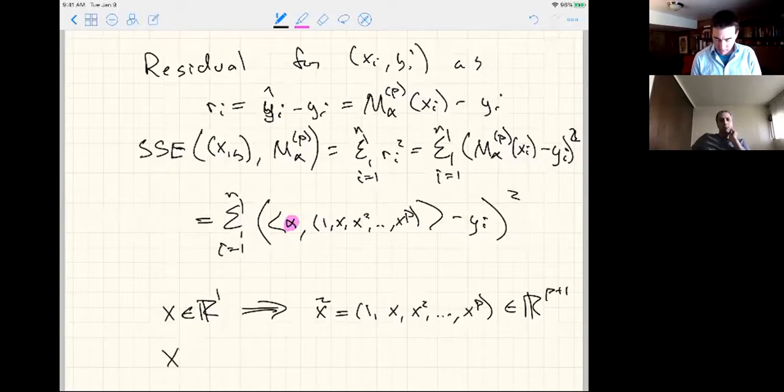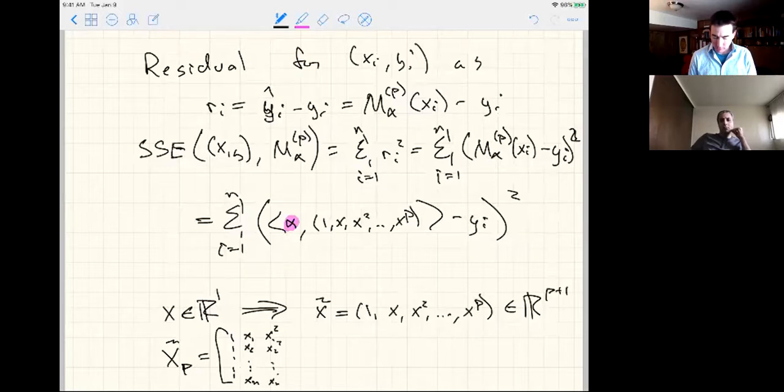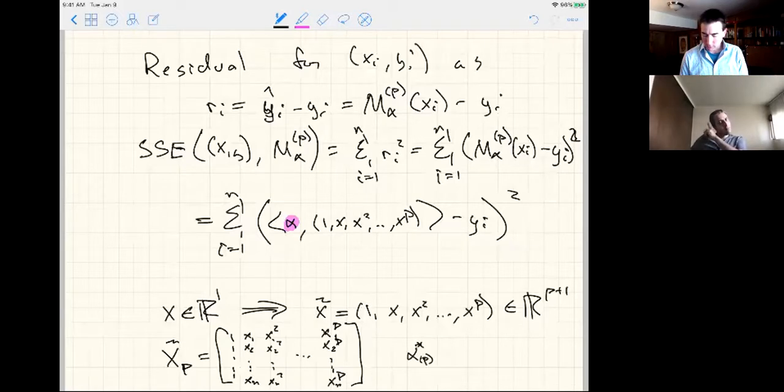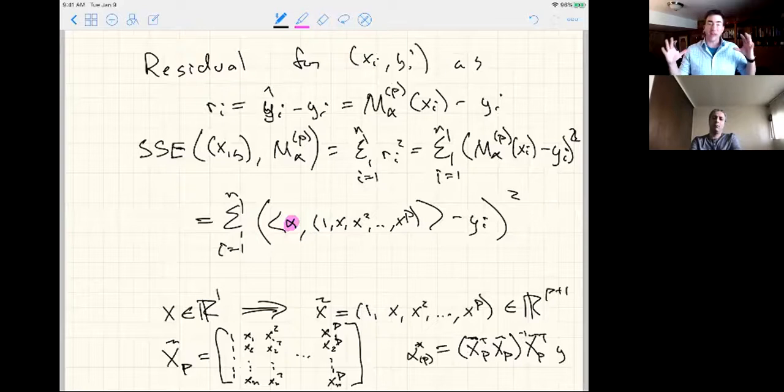So I can create this matrix, xp tilde, which has all ones in the first column, then x1, x2, up to xn, then x1 squared, x2 squared, up to xn squared, up to x1 to the p, x2 to the p, up to xn to the p. And I have the y matrix as before, and then alpha star for the pth power is just xp tilde transpose xp tilde, inverse, times xp tilde transpose y. It's the exact same solution as before.